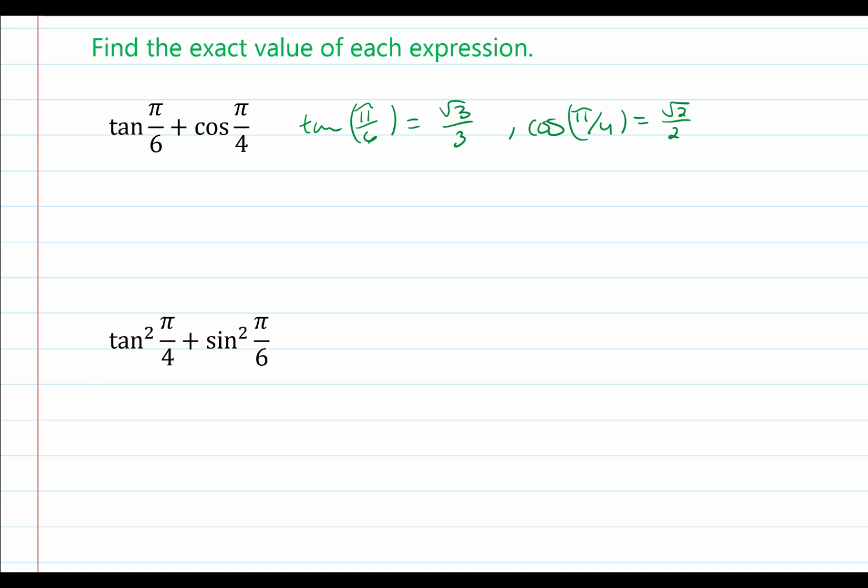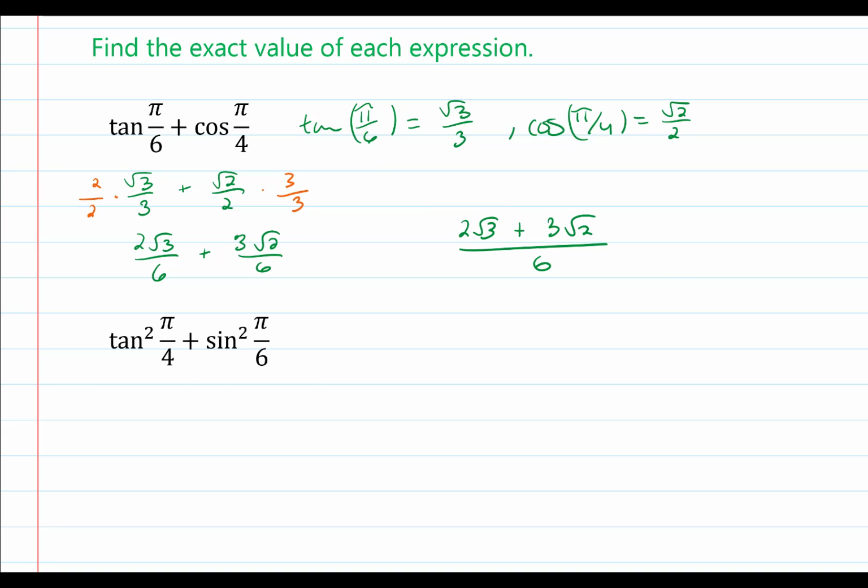Next, I'm going to replace each of these trigonometric functions with their equivalent value. So tangent of pi over 6 gets replaced with square root of 3 over 3, and cosine of pi over 4 gets replaced with square root of 2 over 2. Now I need to go ahead and find a common denominator to combine them into one fraction. So I'm going to multiply the first ratio by 2 over 2, the second ratio by 3 over 3. This gives me 2 times square root of 3 over 6 plus 3 times square root of 2 over 6. Finally, my answer will be 2 times square root of 3 plus 3 times square root of 2 all over 6.